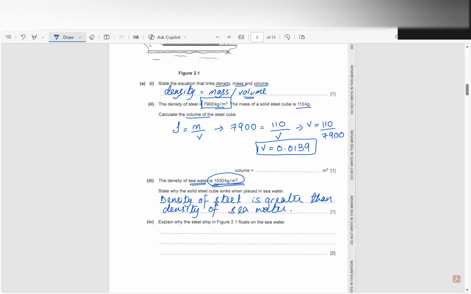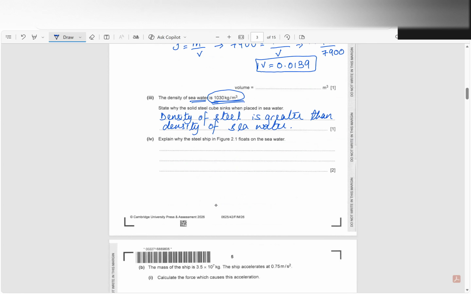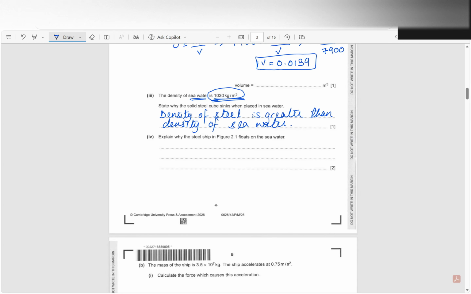It is big enough, therefore air definitely is going to be trapped inside of it. So when this situation is there, we need to understand the overall density of the steel ship is going to decrease. So this is something that we're going to write here as well. Explain why the steel ship in figure 2.1 floats on the seawater, does not sink, floats because of air.